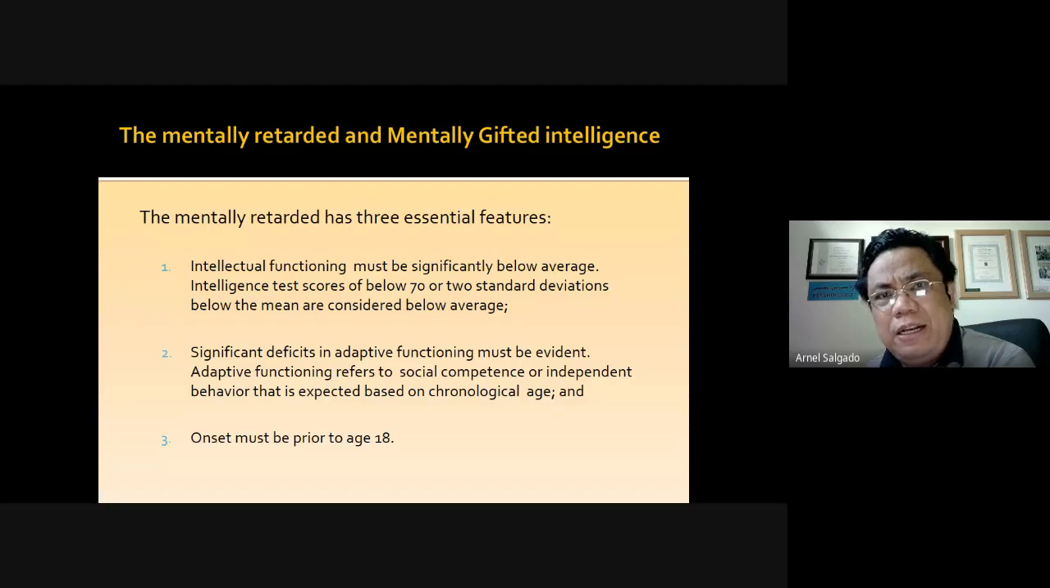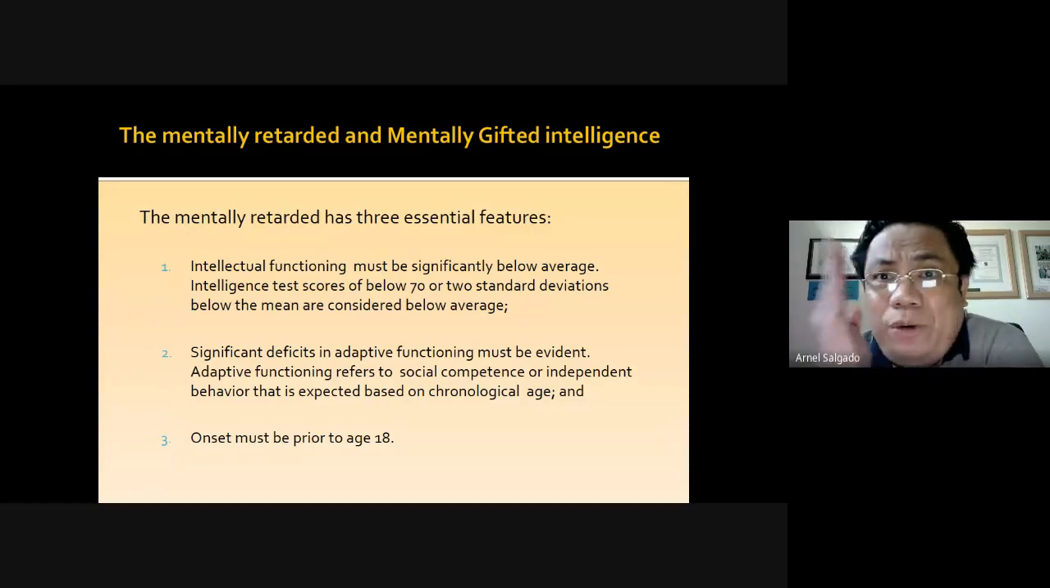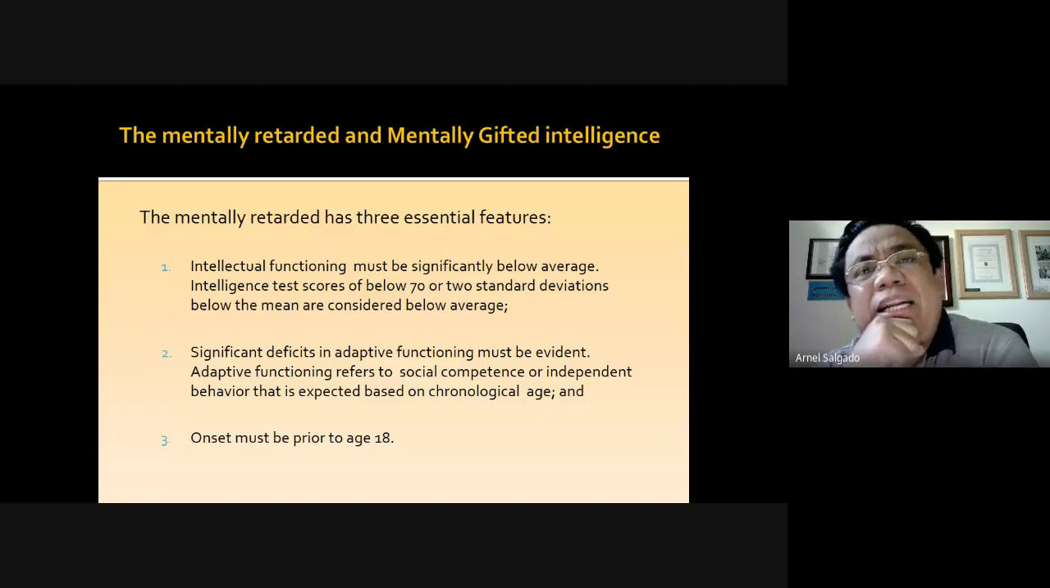If you look into the development of human organisms, they are supposed to be developed accordingly in terms of stages in specific periods. When they are not developed in that specific period, then there will be a problem. We look at that in the context of Sigmund Freud as fixation. But in the context of intelligence, that is what we call retardation. So there will be a problem there. Intellectual functioning, if you are mentally retarded, must be significantly below average.